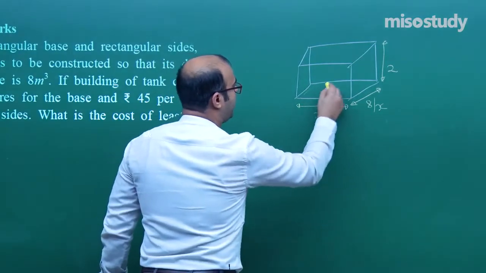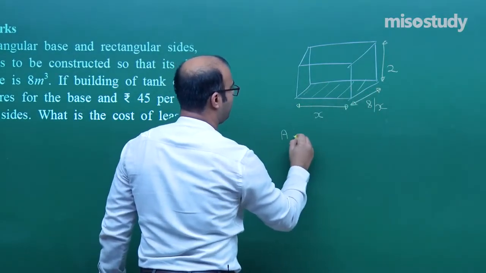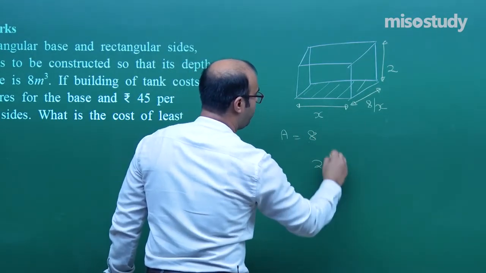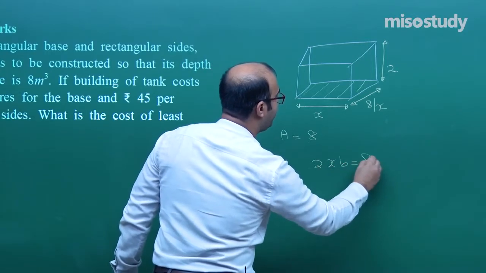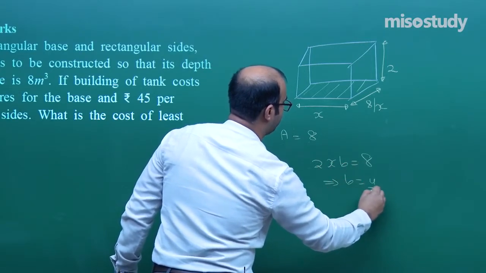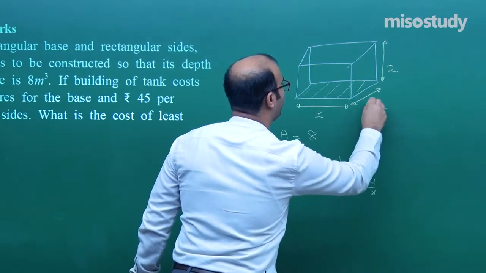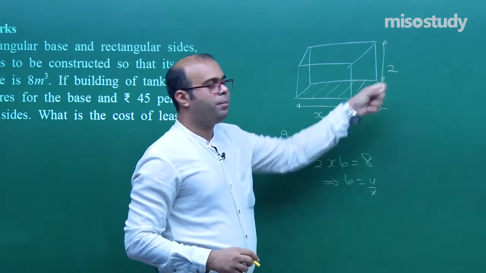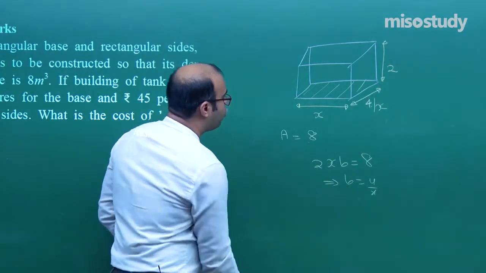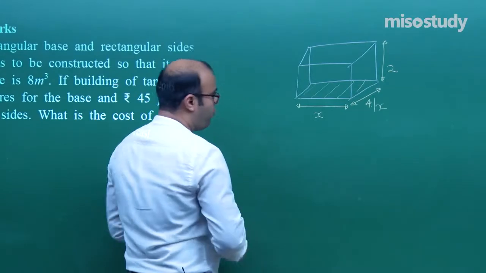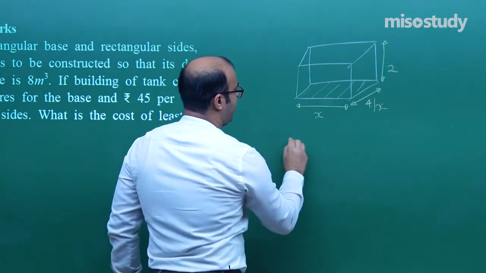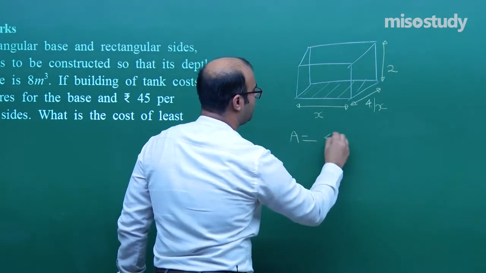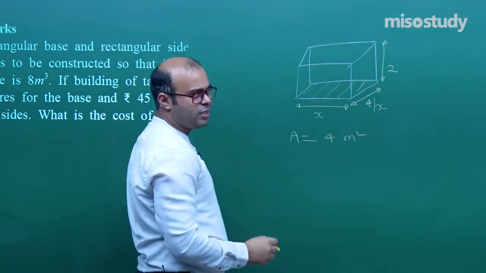So if we talk about the base, we took 2 into x into breadth is equal to 8, so breadth is equal to 4 by x. It is not 8 by x, sorry my mistake, it is 4 by x. Then only if you multiply this with this, x will cancel and the product will give you 8 meter cube. So let us find out the area of this base. Area of this base is actually x into 4 by x, that is 4 meter square. Okay, this is a constant.